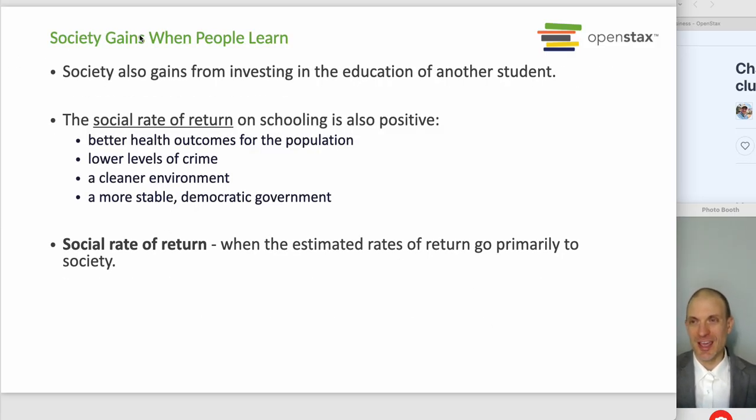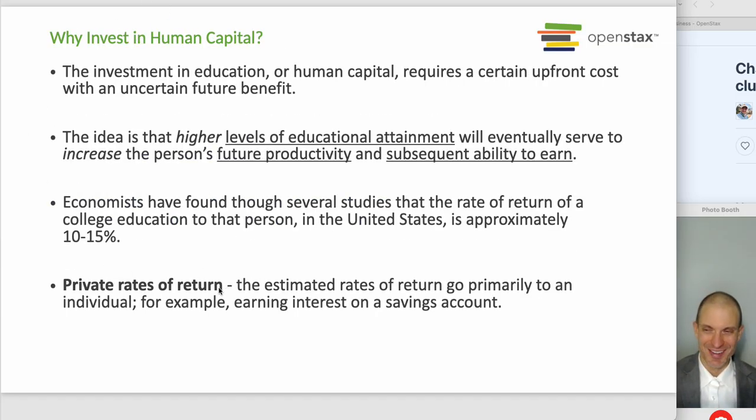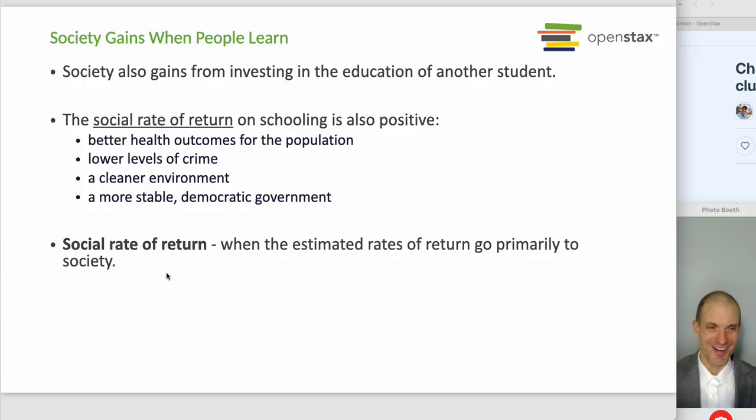All right, so society gains when people learn. Society also gains from investing in the education of another student. The social rate of return to schooling is also positive. There's better health outcomes for the population, lower crime, cleaner environment, more stable democratic government. The social rate of return, when estimated rates of return go primarily to society. That's a silly definition. Why are they saying it this way? The private rate of return is going to be the rate of return on the investment to the private individual, to the decision maker themselves. And the social rate of return is going to be inclusive of the spillover to bystanders. It's going to be like the total benefit to society.